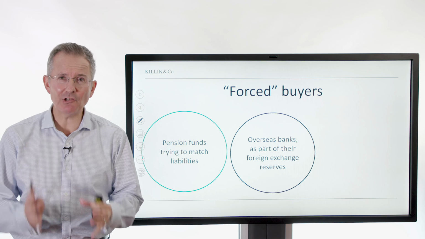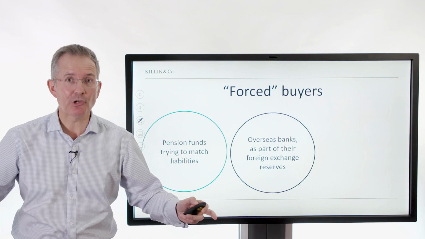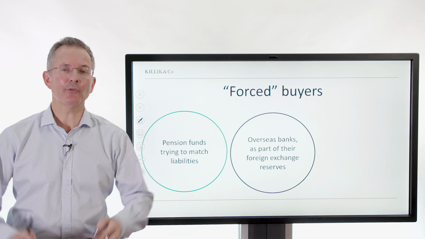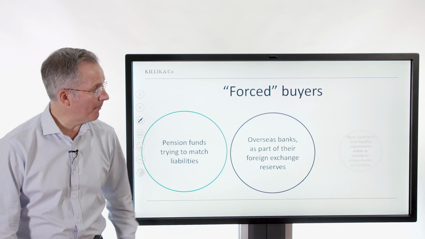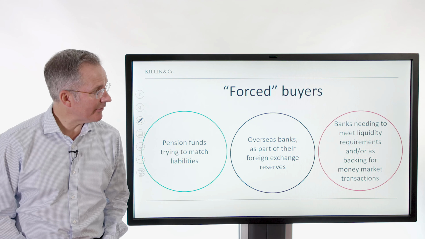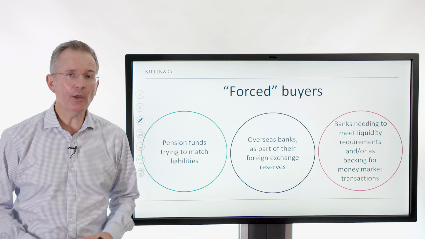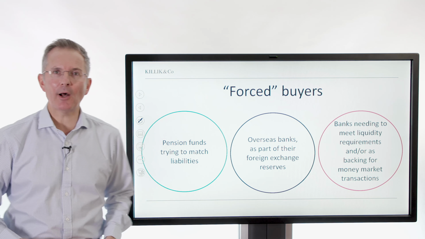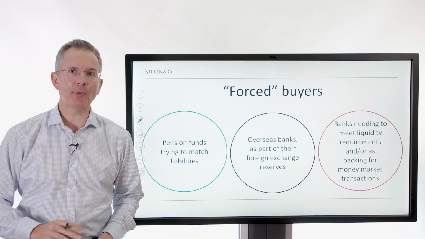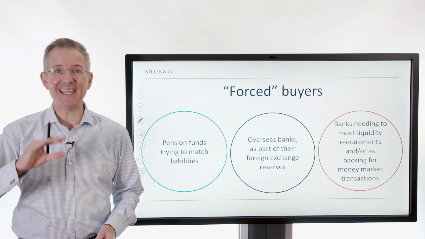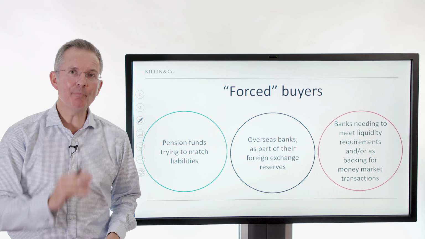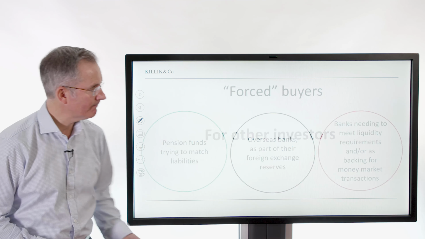Overseas banks trying to manage their foreign exchange reserves may have little option but to hold bonds. They're not fabulously amazed by the negative yields, that's not great news, but they still need to hold them. And then you've got banks needing to meet liquidity requirements and/or use them as backing for what are called money market transactions. And those are what I call slightly forced buyers. There are circumstances in the financial markets where certain people basically haven't got much choice about what they hold, and negative yielding bonds could be in the selection.